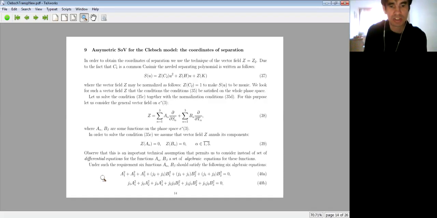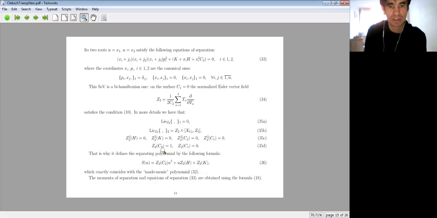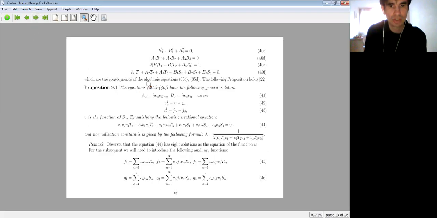Instead of the equation 35C, we have four equations: 40A, 40B, 40C, and 40D. And the normalization condition for the vector field given by the equation 35D gives us a linear equation in the coefficients B1, B2, B3, I1, I2, S3. So having these equations, we were able to solve them, and the solution is given by the following proposition.